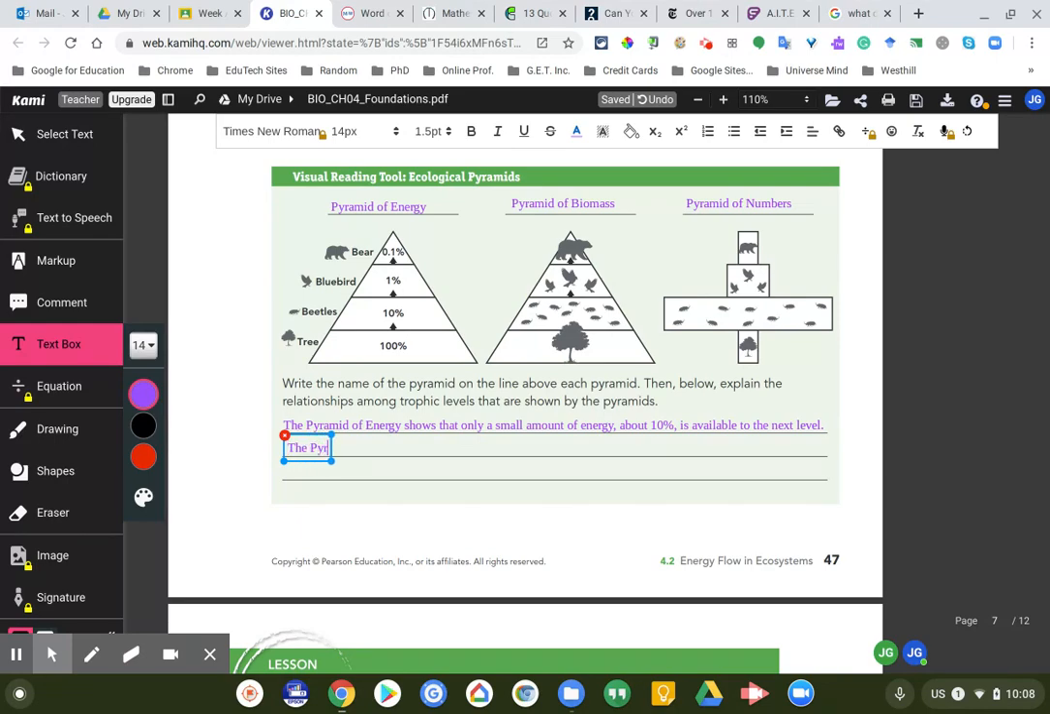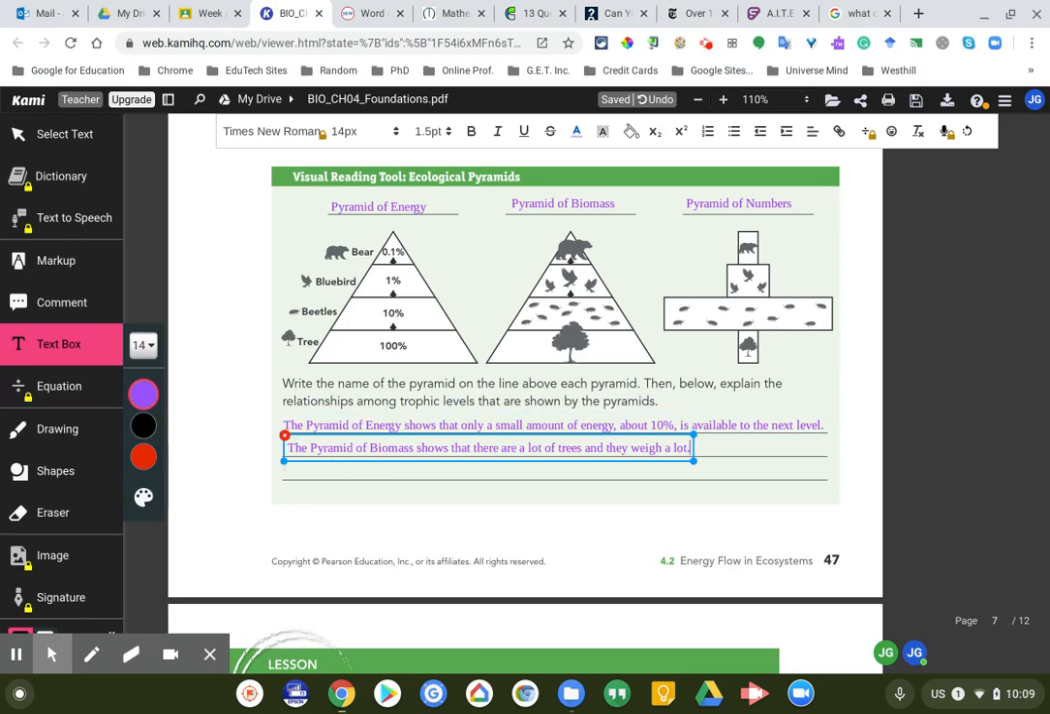The pyramid of biomass shows that there are a lot of trees and they weigh a lot. So you can see it from this pyramid of biomass. Obviously the trees, they weigh a lot. This is huge, right? Biomass has to be bigger at the bottom. So I think that's good for that.